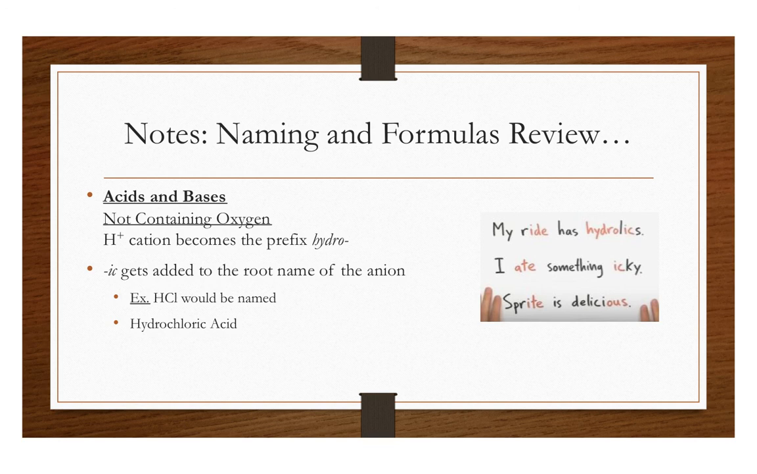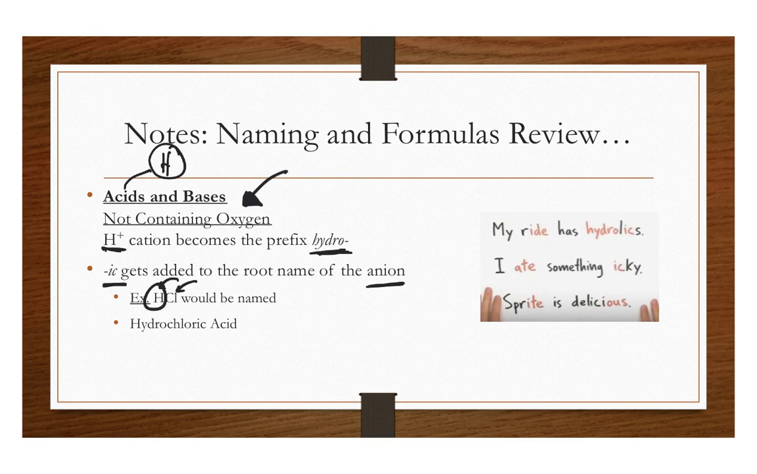Acids and bases. If we have an acid that does not contain oxygen in it, what we do is take the H+ cation at the beginning and give that the name hydro. For right now, we're going to recognize that acids are things that have hydrogens at the beginning of them. Then we add ic at the end of the name of the anion. So HCl, that's hydrogen chloride.